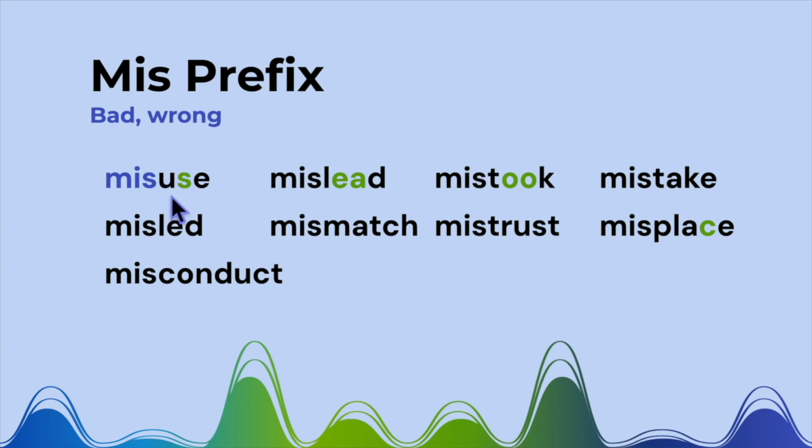The prefix mis means bad or wrong. So when you misuse something, you use it in the wrong way. EA usually says E, so this is mislead. This root is took with an uh sound, so mistook, mistake, misled, mismatch, mistrust. C is going to say S because of the E. Misplace, misconduct.